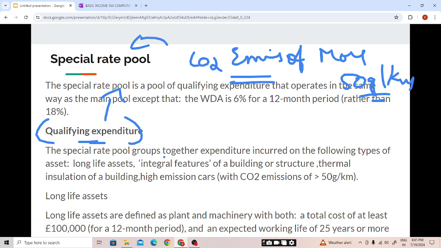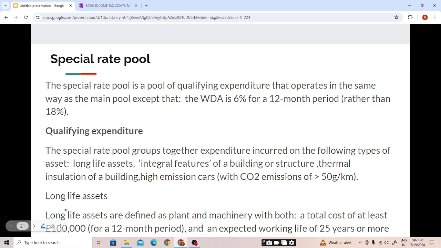The special rate pool groups together expenditure incurred on the following types of assets: long life assets, integral features of building or structures, thermal installation of buildings, high emission cars with CO2 emission of more than 50 gram per kilometer. So students, qualifying expenditure covers these four important topics: long life assets, integral features of building or structures, thermal installation of buildings, high emission cars. High emission cars means with CO2 emission of more than 50 gram per kilometer.